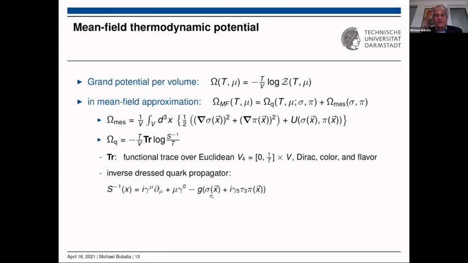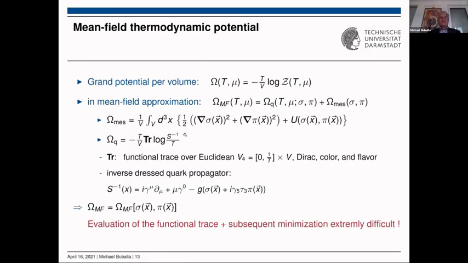And this general x dependence makes, of course, things extremely difficult. For instance, if you go to momentum space, it simply means that momentum is not conserved, because you can exchange momentum with the condensates. And so already the evaluation of this trace log is difficult. And in addition, you finally want to minimize the thermodynamic potential, which is now a functional of these functions, with respect to these functions.